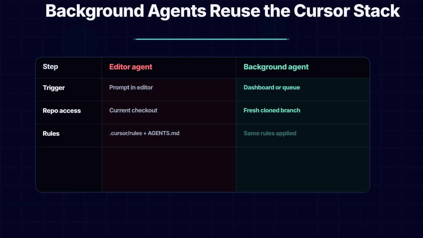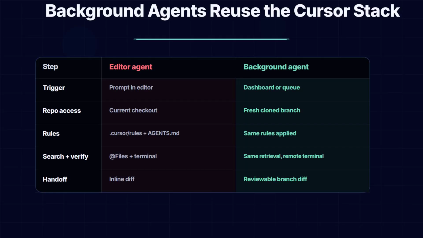Background agents are worth keeping in this story. They prove the architecture is really Cursor-specific and not only an editor trick. The cloud worker still clones the repo, applies the same rules, runs the same search logic, and verifies through terminal work on a branch. The difference is not the search model. The difference is where the loop runs and how the handoff comes back to you. That makes the point stronger. Cursor's file-finding behavior is part of a broader runtime, not just a one-off editor feature.